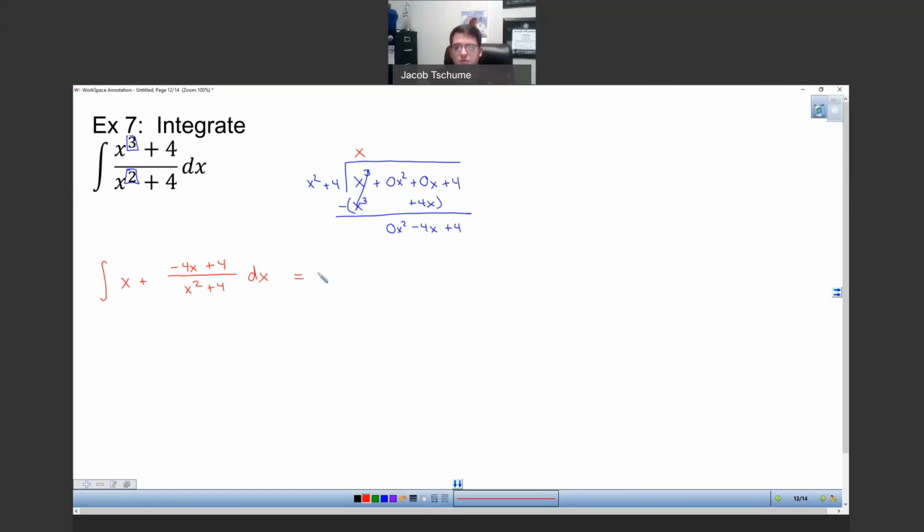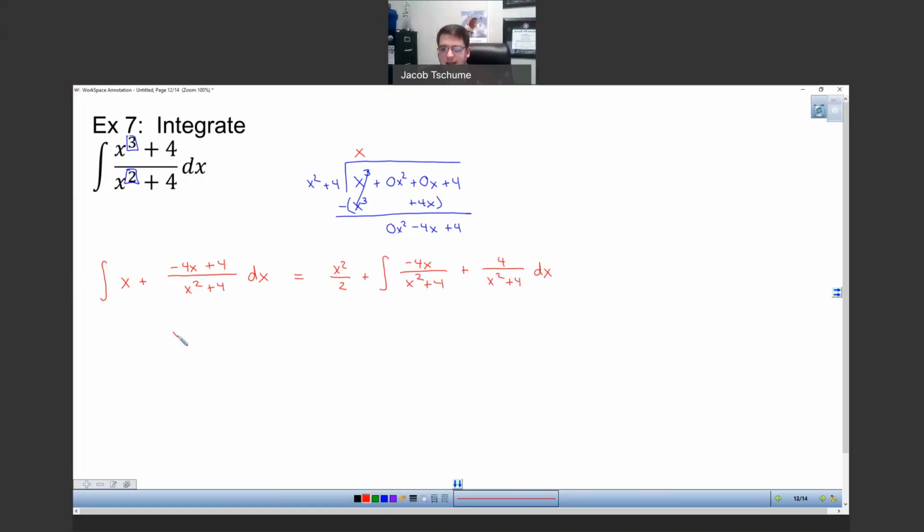So we can actually do this as the integral of x. Oops, sorry, apologize. We can go ahead and integrate x as x squared over 2. All right, and then I'm going to do plus the integral. And I can write this as negative 4x over x squared plus 4 plus 4 over x squared plus 4 dx. We saw this when we did the case 3 partial fractions. So each of these integrate very nicely, maybe with a little bit of manipulation though.